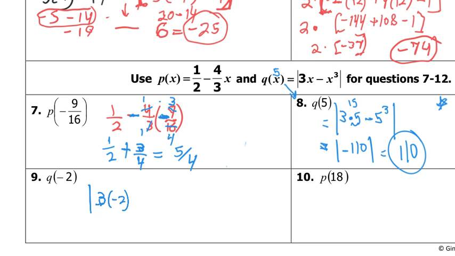Right? Into the Q function. Be careful and use parentheses here because you've got negative signs. Looks like this: -6 minus, right? And a -2 times a -2 times a -2. That's what a cubed is. That's going to be a -8. It looks like -6 plus 8. So we got a 2 in there, I think. Did I do that one right? I think I did. We got a 2 in there.